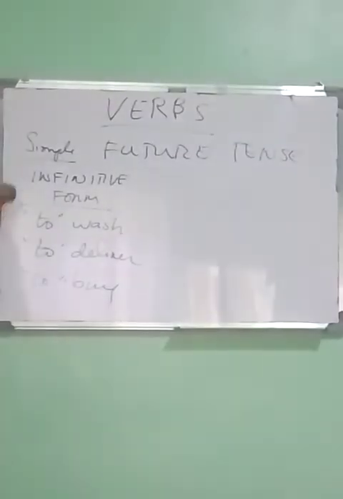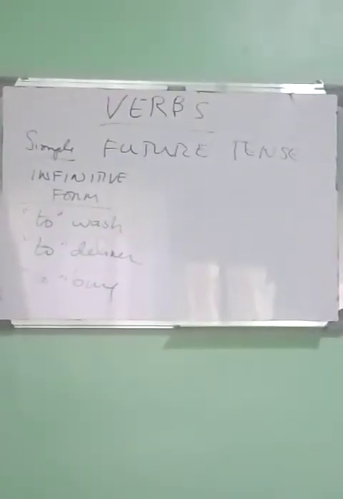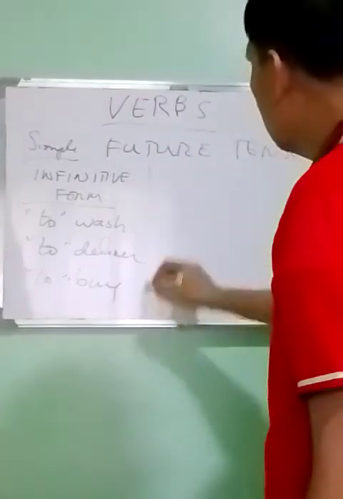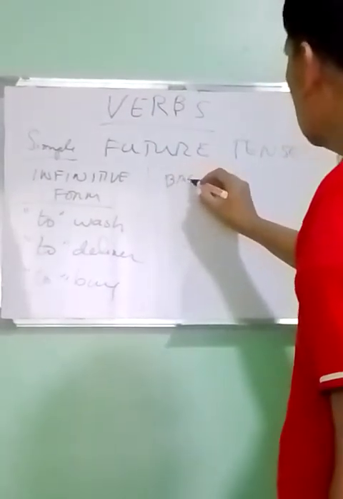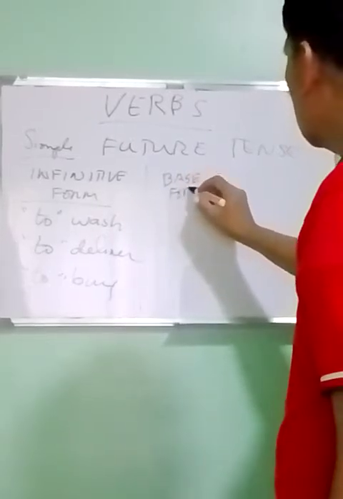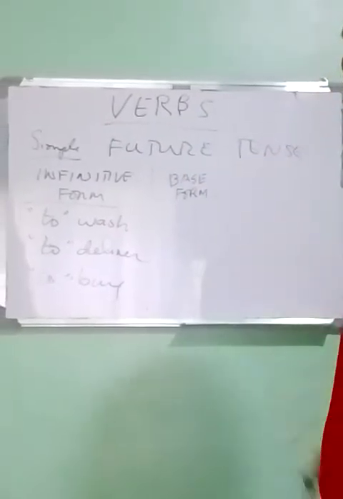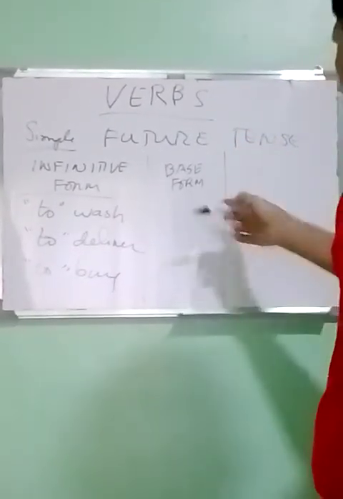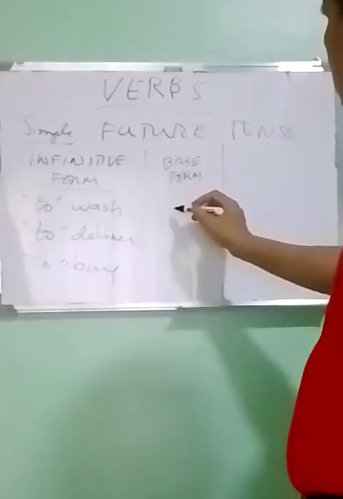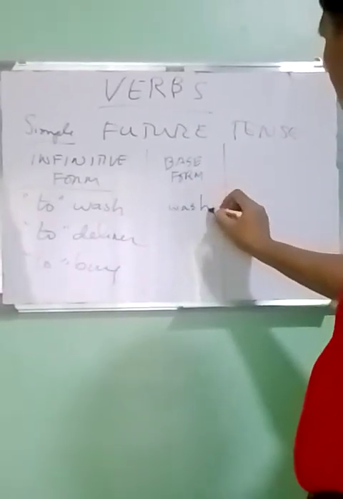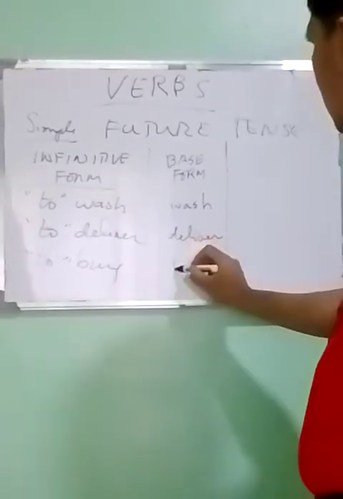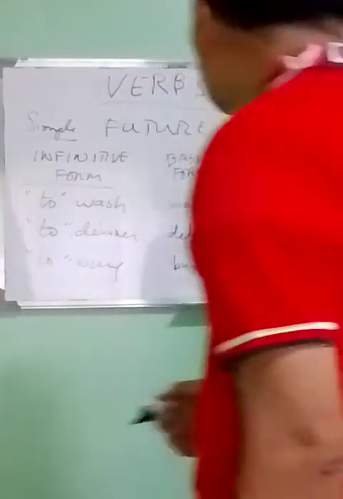So here, the first thing that we should do in order to form the simple future tense would be to get the base form of the verb. What's the base form of the verb? The root or the stem or the simplest form of conjugating the verb. So here the base form would be wash. The base form of deliver is deliver. And then the base form of buy is buy. So what do you do here?